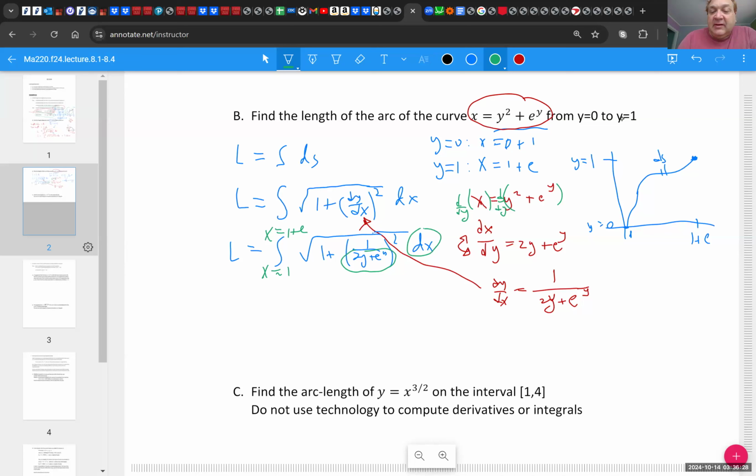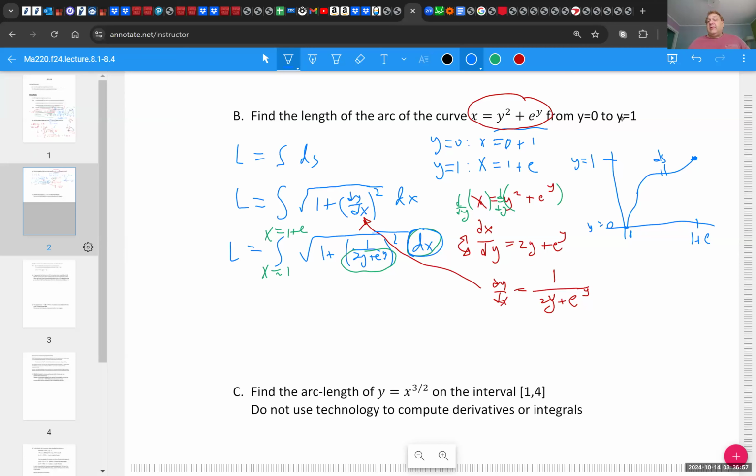Well, what is 2y plus e to the y in terms of x? I don't really know. I know that y squared plus e to the y is exactly equal to x. I'm not sure how to solve for what y is and how to put 2y plus e to the y in terms of x. But because my differential is dx, everything's got to be in terms of x's, which means we can't do this problem until we turn this 2y plus e to the y into some version of x's.